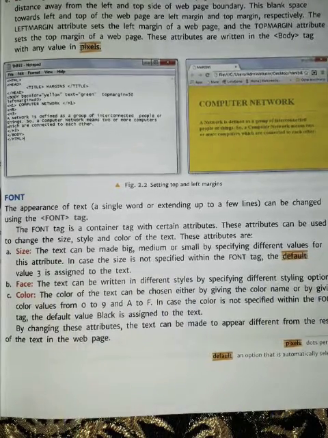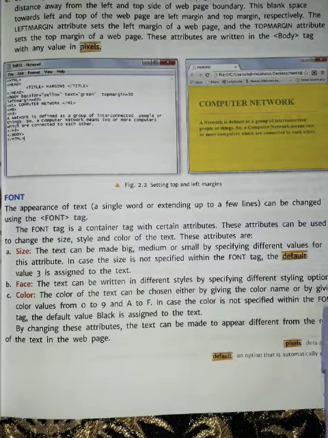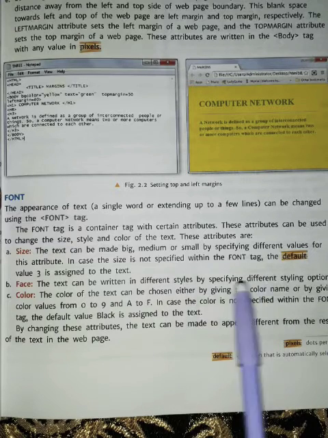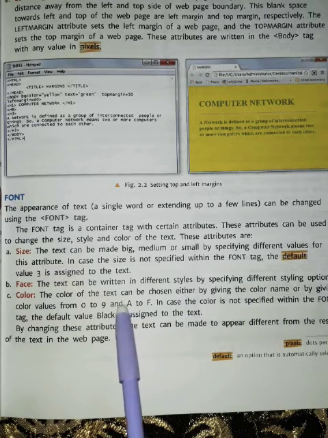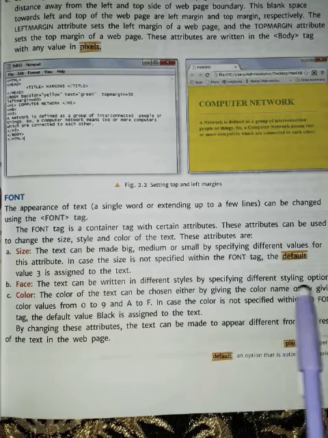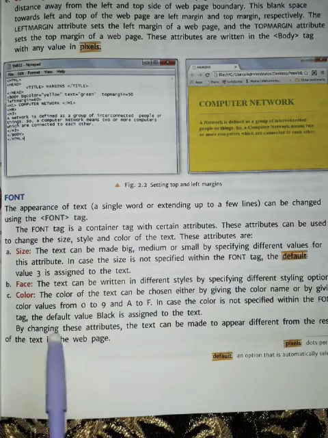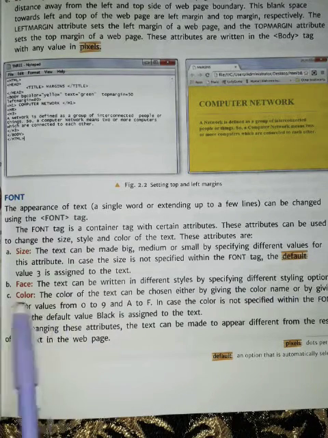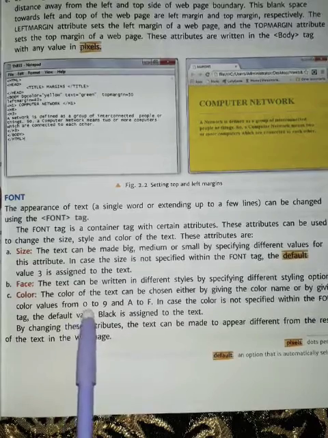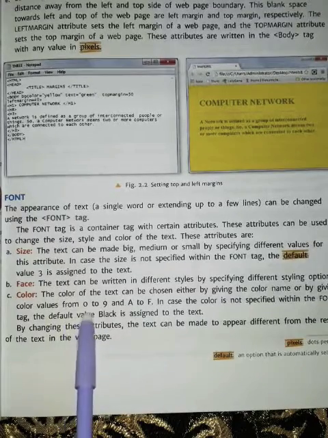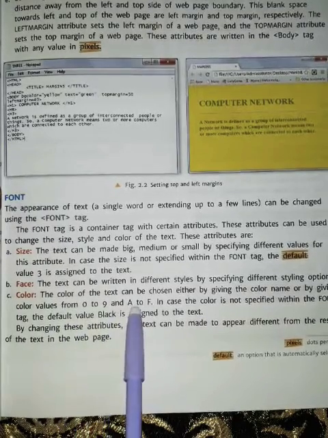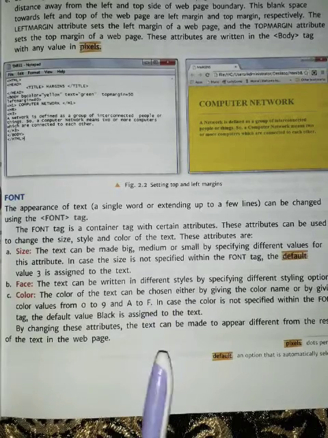Face: text can be written in a different style, like monotype, cursive, black, Times New Roman. So we can change the face here, that is, the font face, which is the style of the text. Color: we can give the color of the text, as I told you. If you want to change the font color, we can use values from 0 to 9 or a to f. So this is the font.